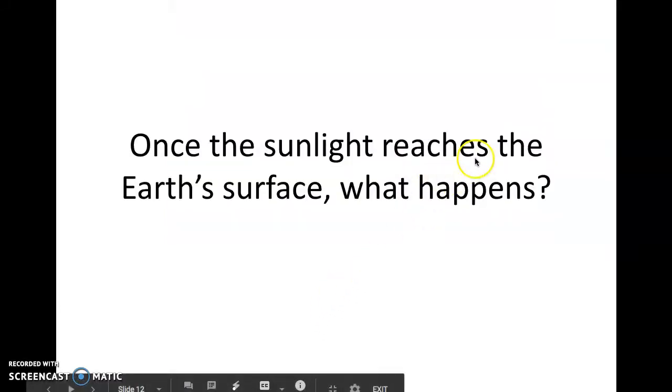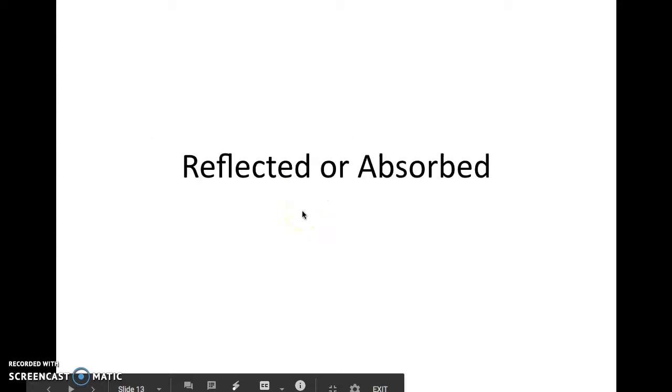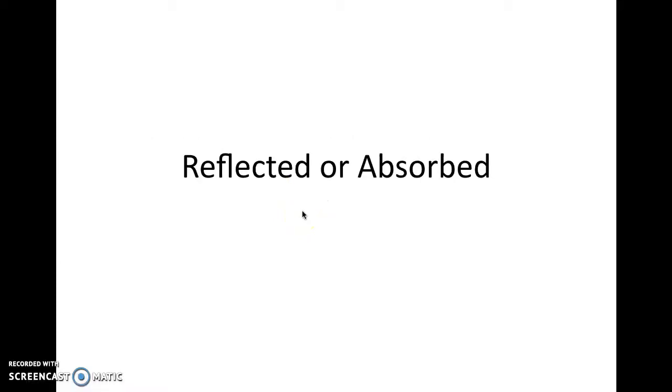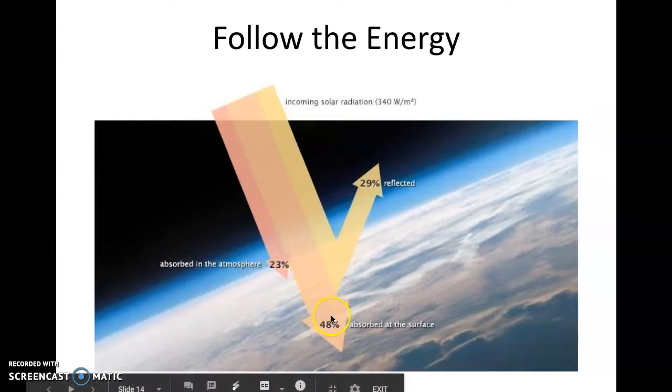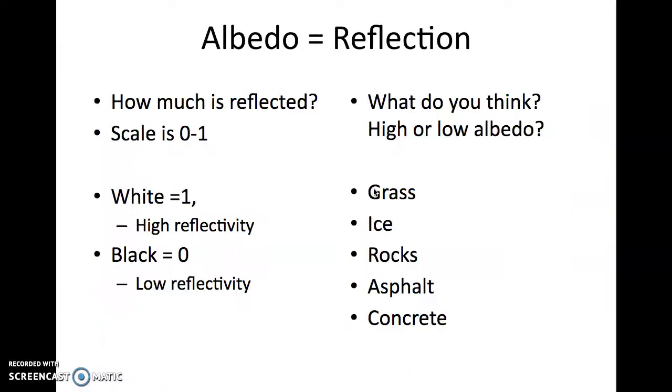Once the sunlight reaches the Earth's surface, what happens? Two things happen. Some of it gets absorbed, some of it gets reflected back. If we follow this energy, some of it gets absorbed by the atmosphere. Remember, during one of my reviews, I showed you how there's a high concentration of gases in the atmosphere, so those gases will absorb some of that, so it won't reach the Earth. 48% gets absorbed, and then 29% actually gets reflected back to outer space.